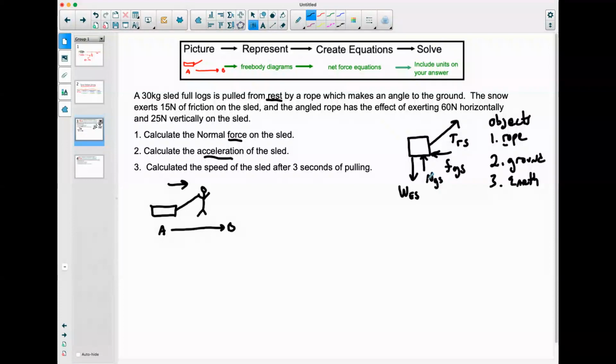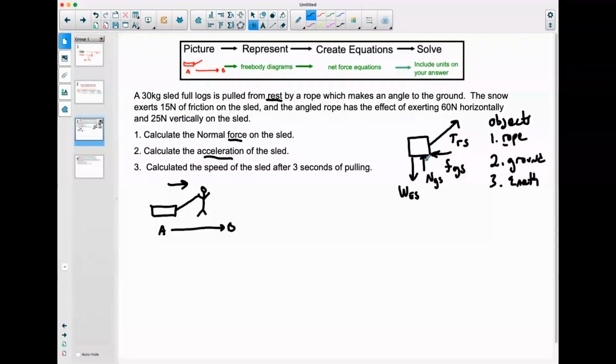Now you'll notice I made the normal force a little bit less than the weight. And the reason for that is because I know the sled is not accelerating up and down, and therefore the net force up and down must be zero. And therefore I must include the weight being bigger than the normal force because there's also some upward pull from the rope.